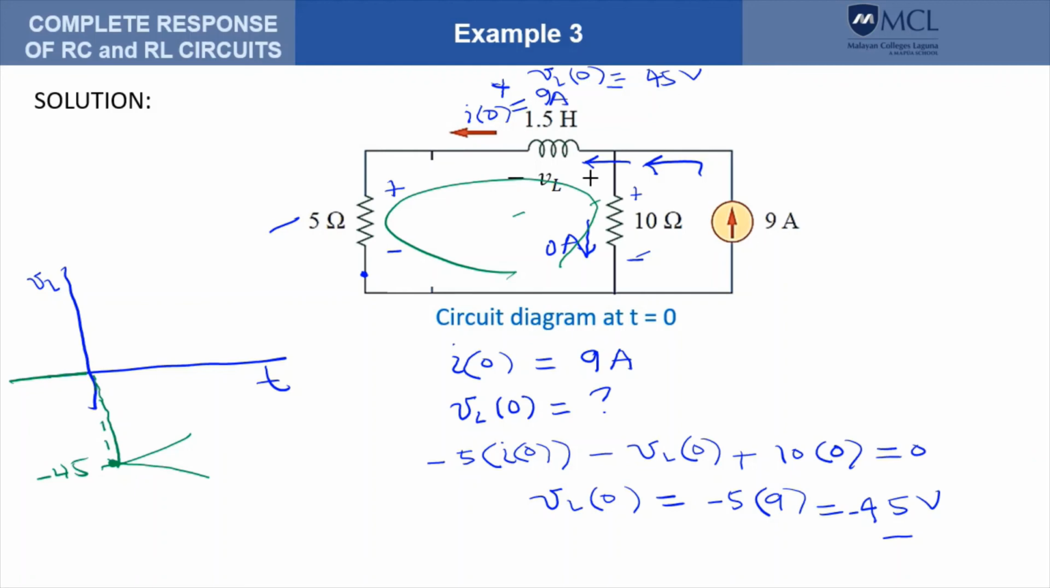For the current, it is 9 amperes going to the left. It is still 9 at t equals 0, and it could either go up or go down depending on the behavior. These two quantities, the voltage and the current, will settle into a new steady state as time increases. We will later determine the new steady state of these circuits once we go to the complete response of RC and RL circuits.